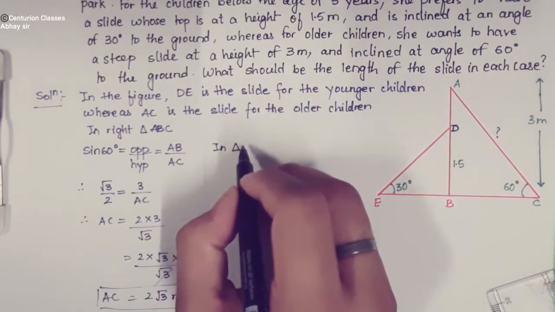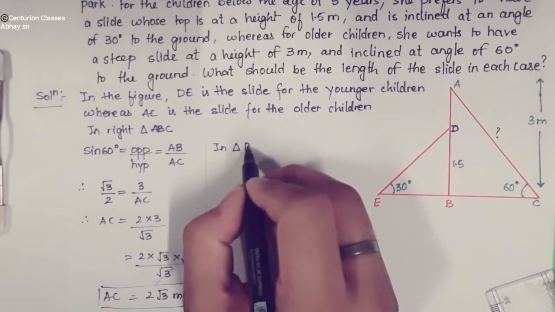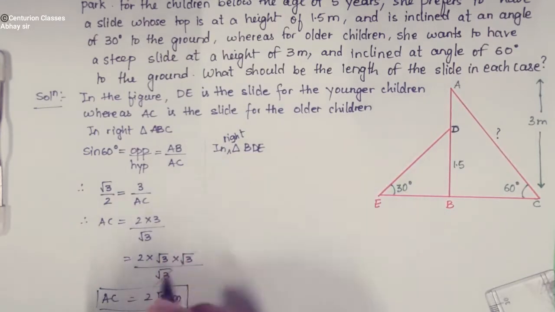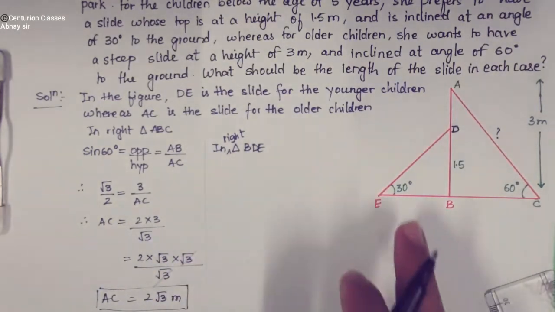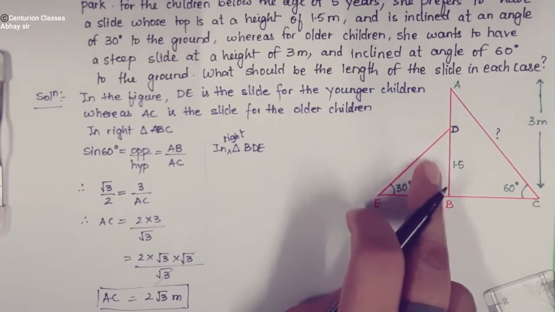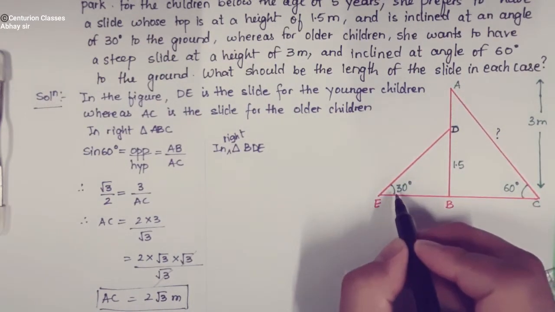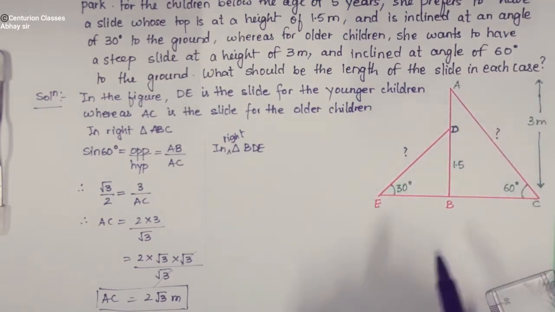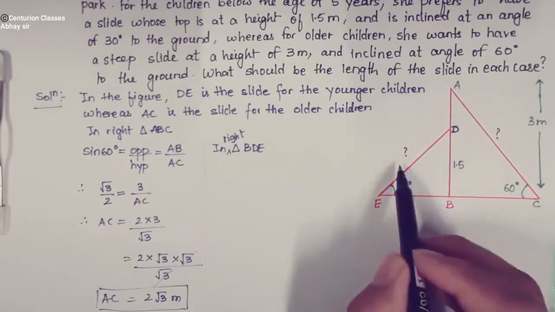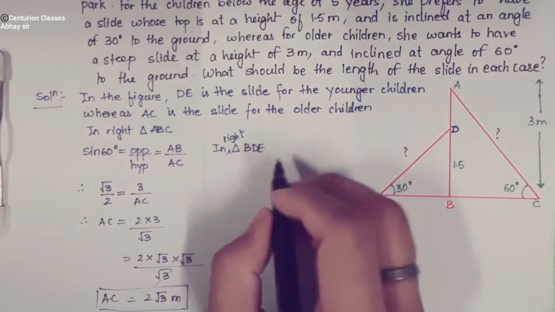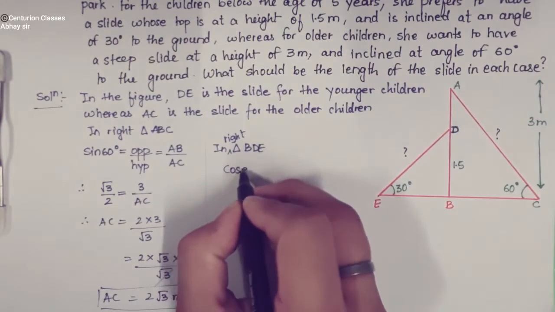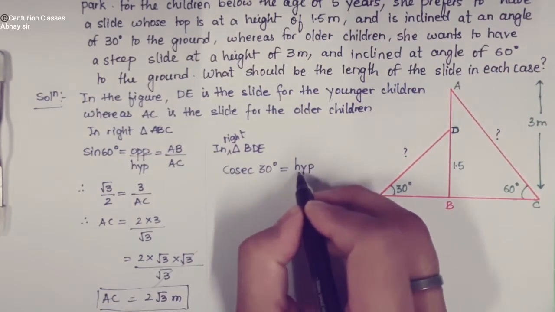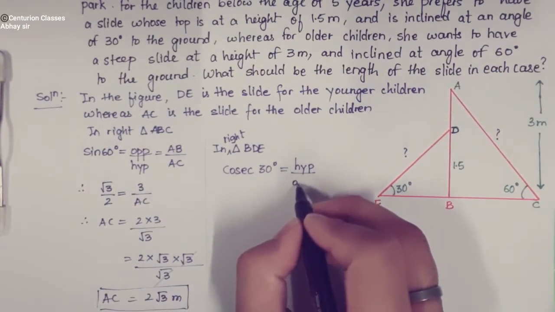In triangle BDE, you can mention right over here because we are dealing with trigonometry. This time what we need is hypotenuse and opposite. Okay, so this is 30° given over here. We need to calculate this and we have this. Okay, so we need to think of a ratio wherein we can get opposite and hypotenuse. So we are going to use cosec. Okay, cosec 30° is nothing but hypotenuse upon opposite.